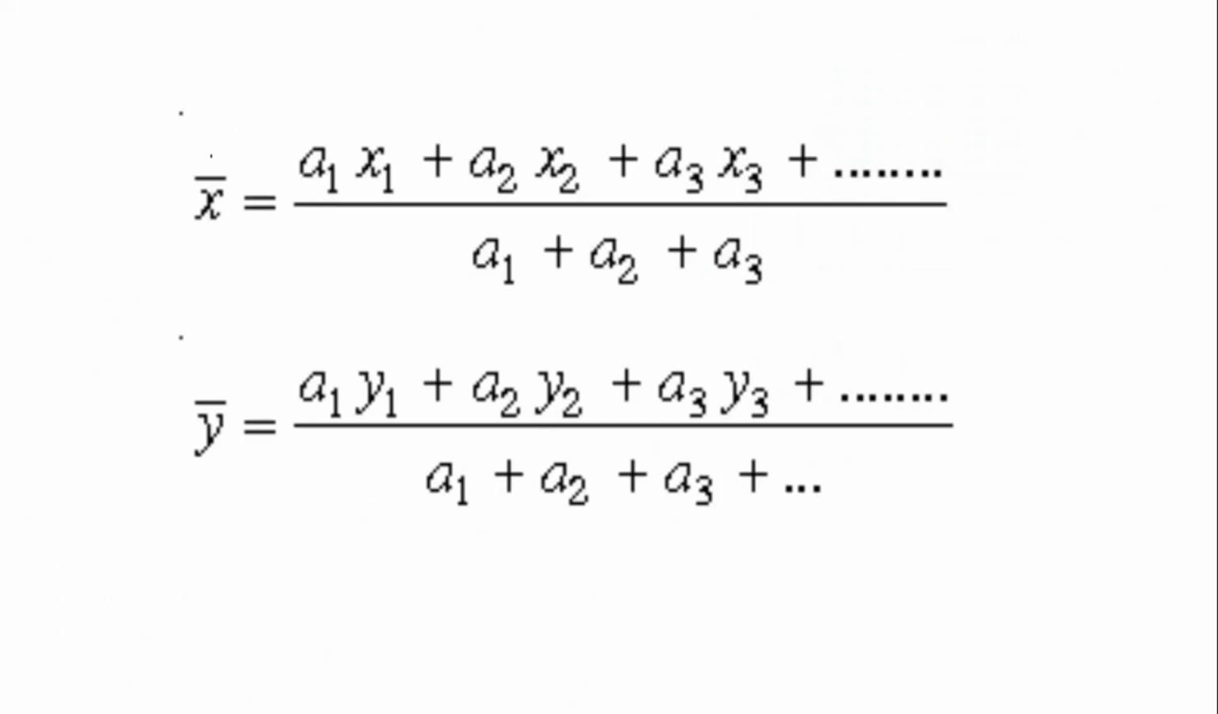X bar is equal to A1 x1 plus A2 x2 plus A3 x3 etc., divided by the sum of all the small areas A1, A2, A3. Similarly, y bar, right.